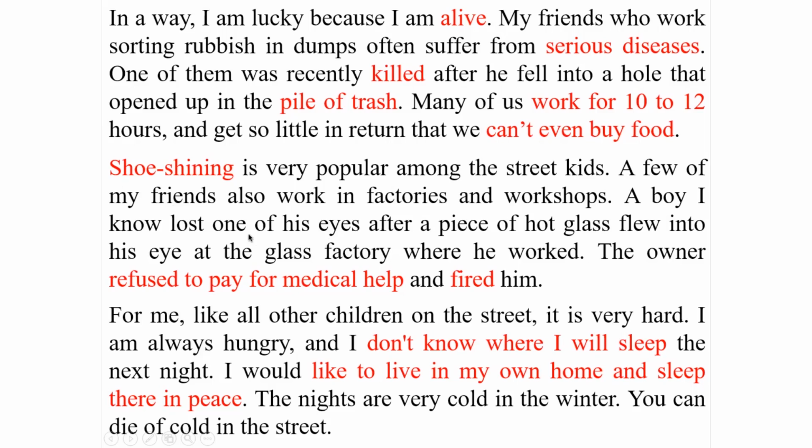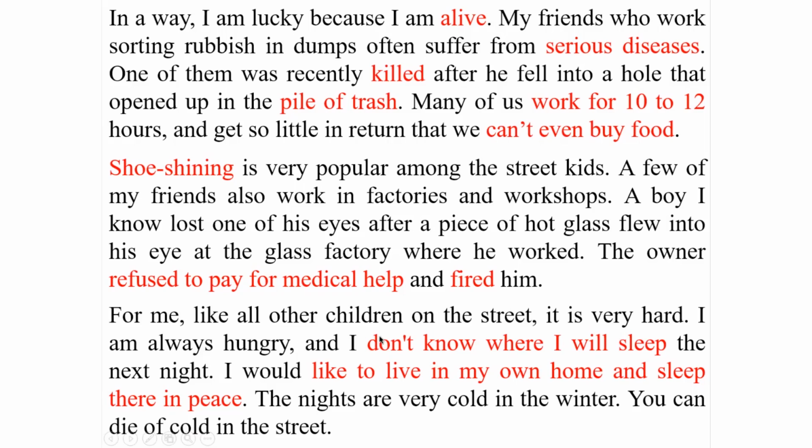A boy I know lost one of his eyes after a piece of hot glass flew into his eyes. You see, you can understand how painful the boy's life is. In a glass factory, the boy lost his eye while he worked. The owner refused to pay for medical help and fired him. The owner should have helped the boy or paid for medical help, but the owner did not pay the medical help, rather, he fired him, that means sacked him from the job.